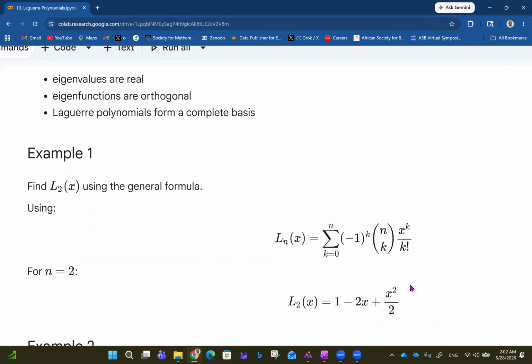So that is using the general formula, and that's for n equals 2. We can always do that.